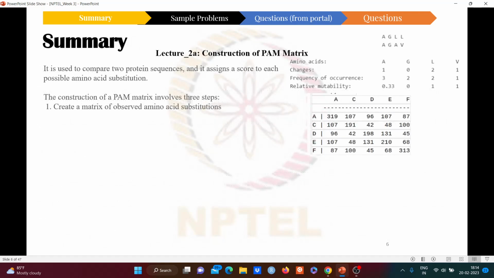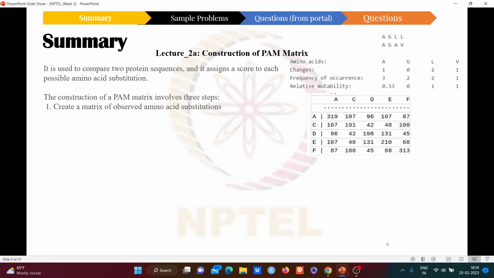So let's understand how this PAM matrix is constructed. The construction of a PAM matrix involves 3 steps. The first step is to create a matrix of observed amino acid substitutions, that is, in an alignment we see what possible substitutions were observed, then convert this observed matrix into a matrix of log scores, and finally normalize the matrix to the PAM1 matrix, which represents the expected number of substitutions per position after 1 unit of evolutionary distance. Okay, let's discuss them in depth.